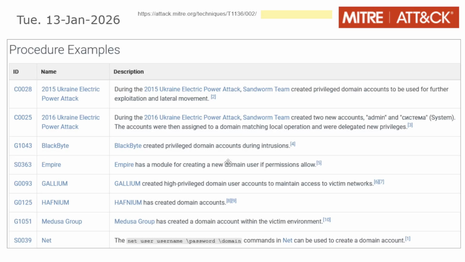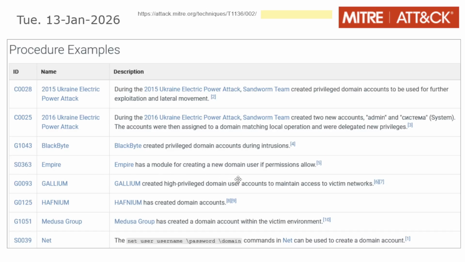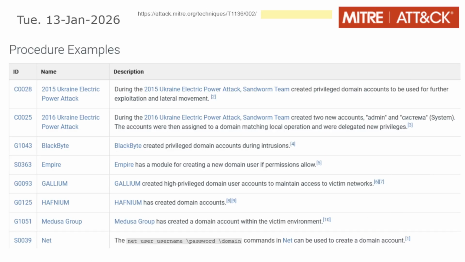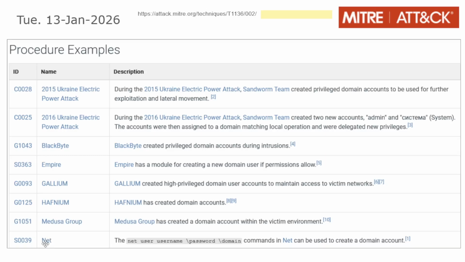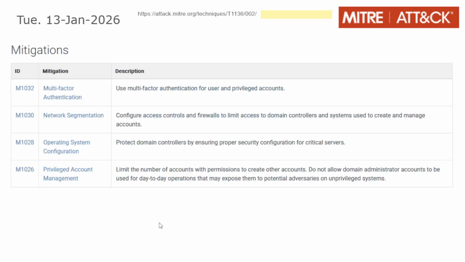BlackByte created privileged domain accounts. Empire has a module for creating domain users if permissions allow. That is software. Gallium is a group that created high privileged domain user accounts. As you can see, also the Medusa group. So these people do that. And Net, that's a software, but Net is not hacker software as it looks like. Net is a very normal Windows command. Interesting that they are also adding software here that is not malicious per se. It's just interesting.